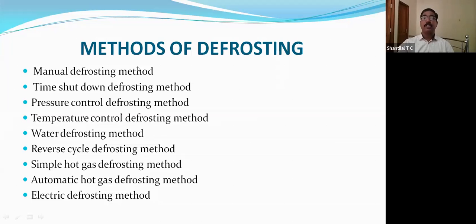So what are the defrosting methods? Manual defrosting method, time shutdown defrosting method, pressure control defrosting method, temperature control defrosting method, water defrosting method, reverse cycle defrosting method, simple hot gas defrosting method, automatic hot gas defrosting method, and electric defrosting method. First we can go one by one. Manual defrosting method, first we can go.